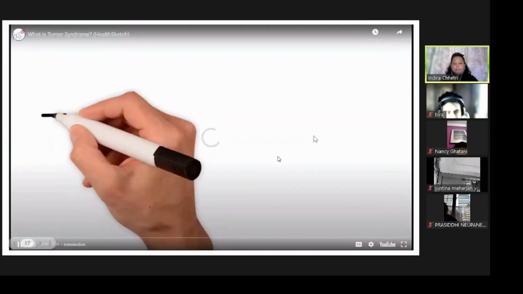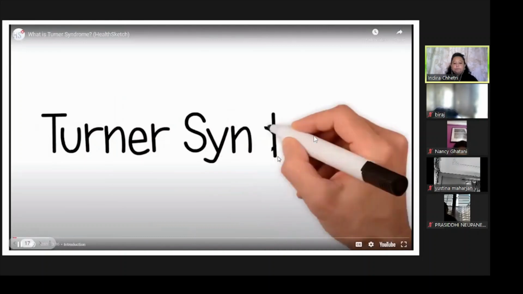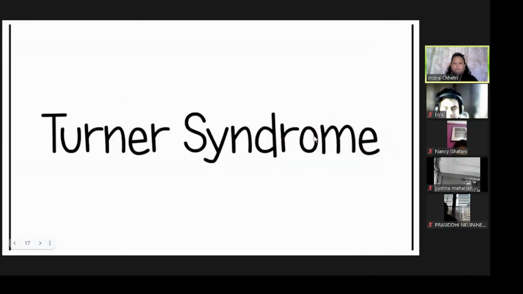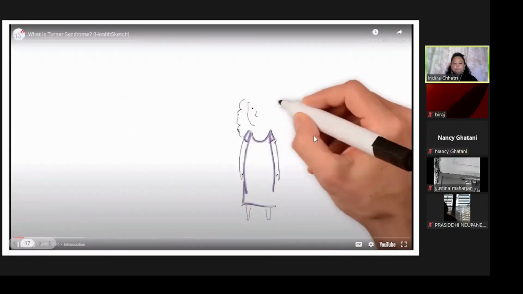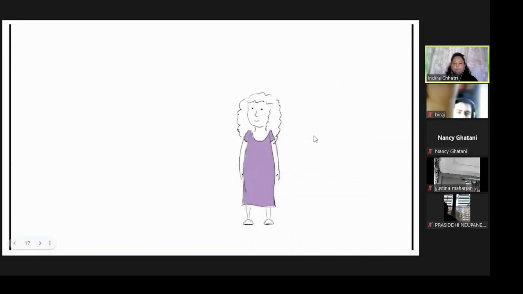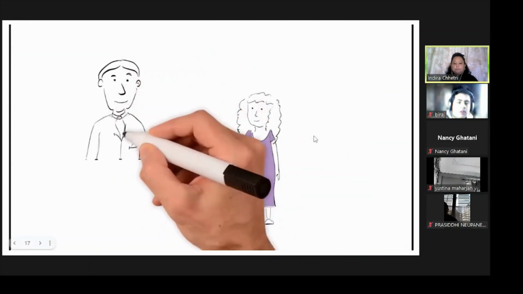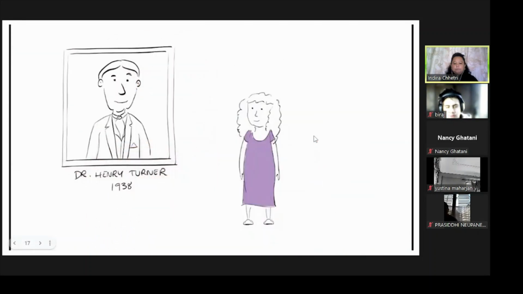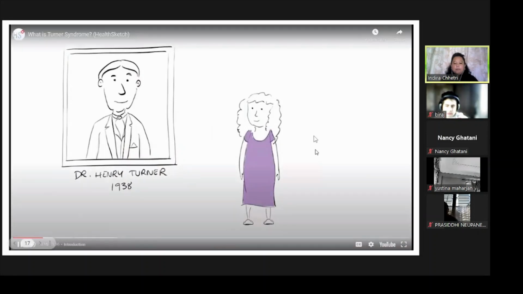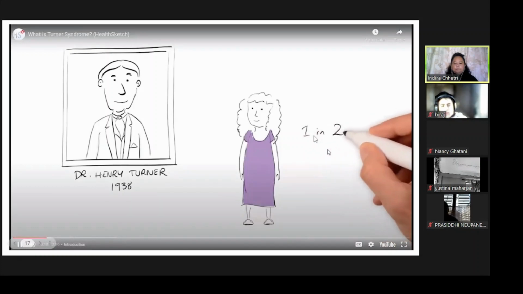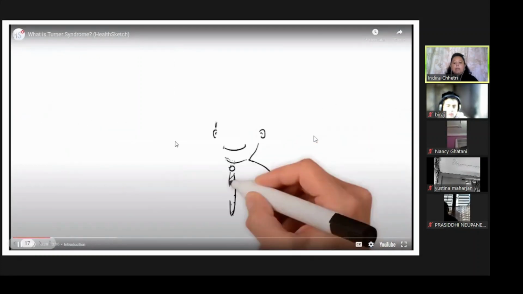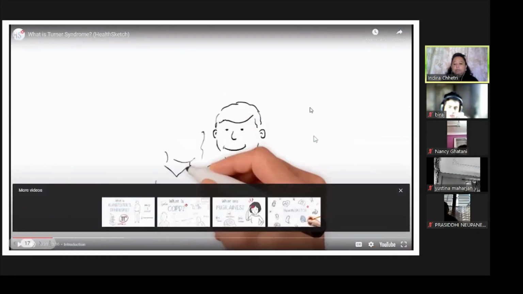Hello. In this health sketch, we want to talk to you about Turner syndrome. Turner syndrome is a genetic condition that only affects girls. It's named after Dr. Henry Turner, who discovered the syndrome in 1938. On average, for every 2,000 girls born around the world, one of them will have Turner syndrome. Why does Turner syndrome occur? I want you to take this average down. Please write 1 in every 2,000 births can have Turner syndrome.